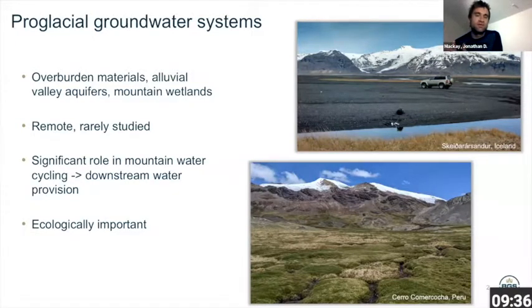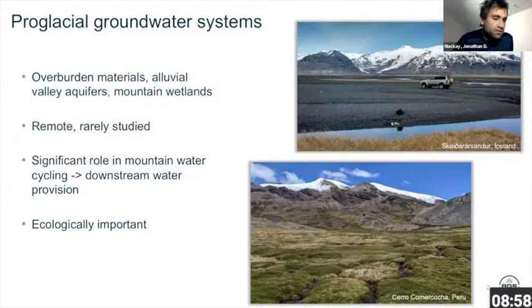So proglacial groundwater systems. What are we talking about here? This could be anything from overburden materials, things like talus piles and moraines that you find in glacial environments, or larger alluvial aquifers that you find in the valley bottoms and mountain front systems like the Sander that you can see in the top right hand corner there. That's a large outwash floodplain in Iceland, and that's going to be the focus of this talk today. Or it could be things like mountain wetlands that you find in mountain valleys in the Andes, which you can see in the bottom right hand corner there.